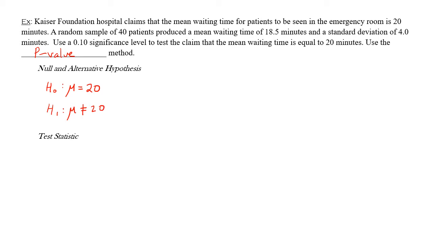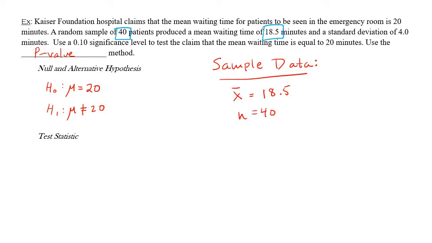Before I compute the test statistic, let's gather some sample data. So in this example, we have 18.5 minutes as the mean of our sample. We had 40 patients in the sample, so here we've got 40 for the sample size, and a standard deviation of 4.0.